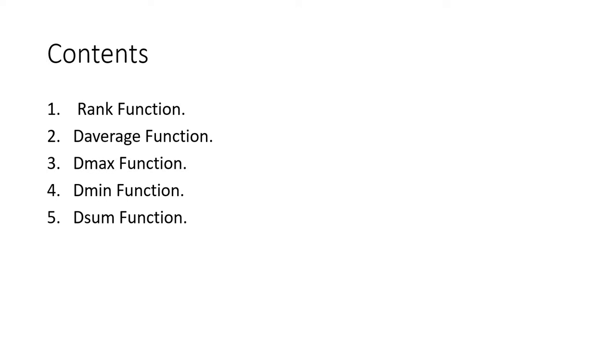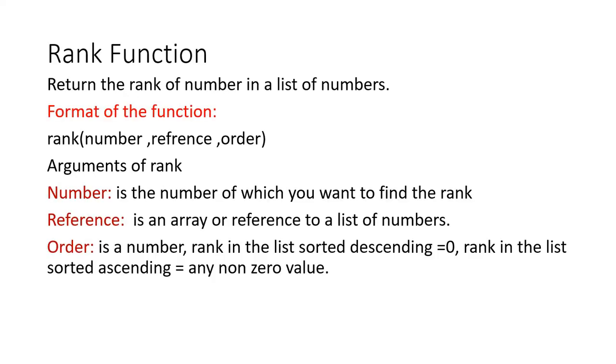Let's start with the RANK function. The RANK function returns the rank of a number in a list of numbers, which means it returns the position of a number in the list, sorting these positions either ascending or descending depending on what you write in the order argument of the RANK function.